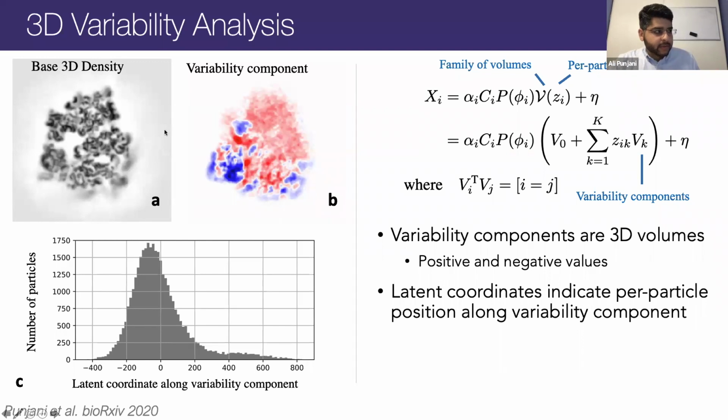This is a simple example on the left here: 2D slices through a ribosome where we've done 3D variability analysis with just one component. We have the basic 3D density here in black, and the variability component with red and blue showing positive and negative values. This one happens to correspond, I believe, to rotation of the head region of the small subunit. And then we see, for that same variability component, where the particle images lie along it. Some particle images have a strongly negative value, meaning that for that particle image, we need to subtract whatever the variability component says times whatever value the latent coordinate is.